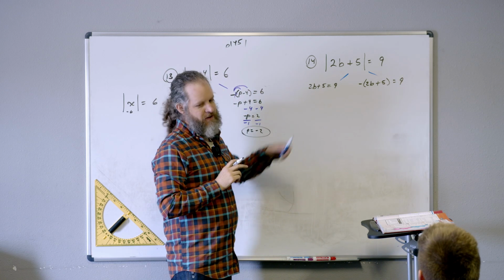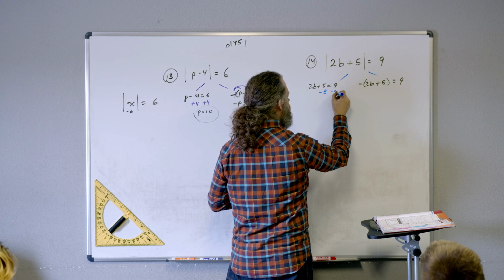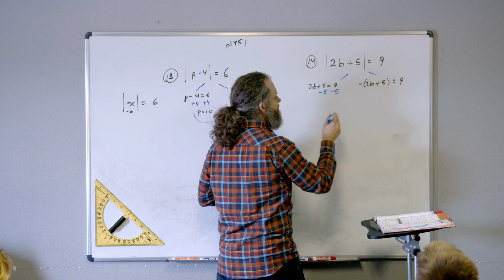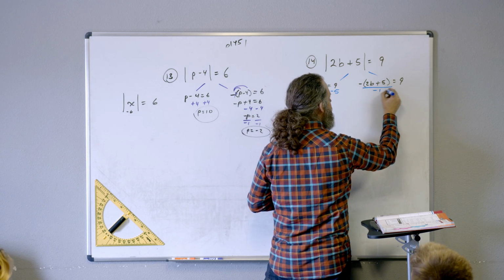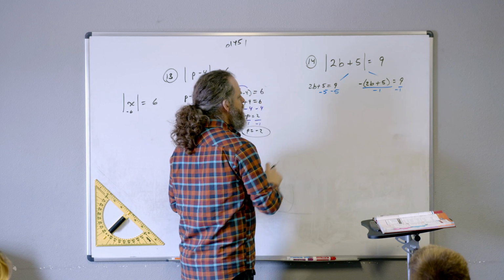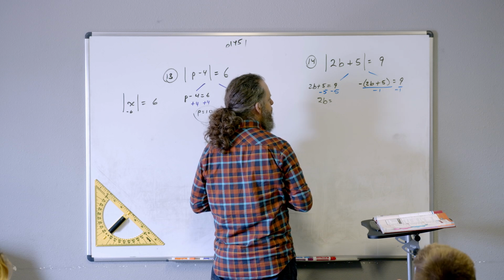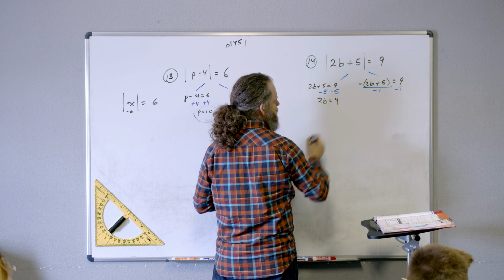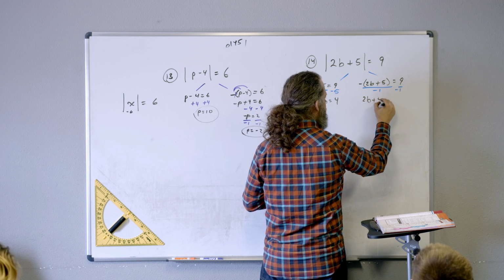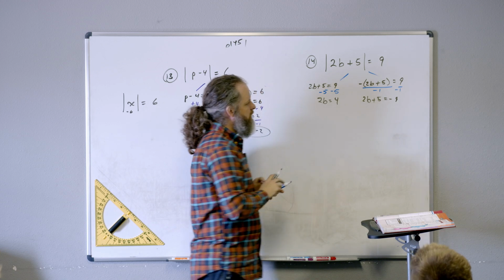So what are we going to do first over here? What about over here? Show us the other way that isn't distributing. You could divide both sides by negative 1. So over here, we end up with 2b equals what? 4. And over here, we end up with 2b plus 5 equals what? Negative 9.